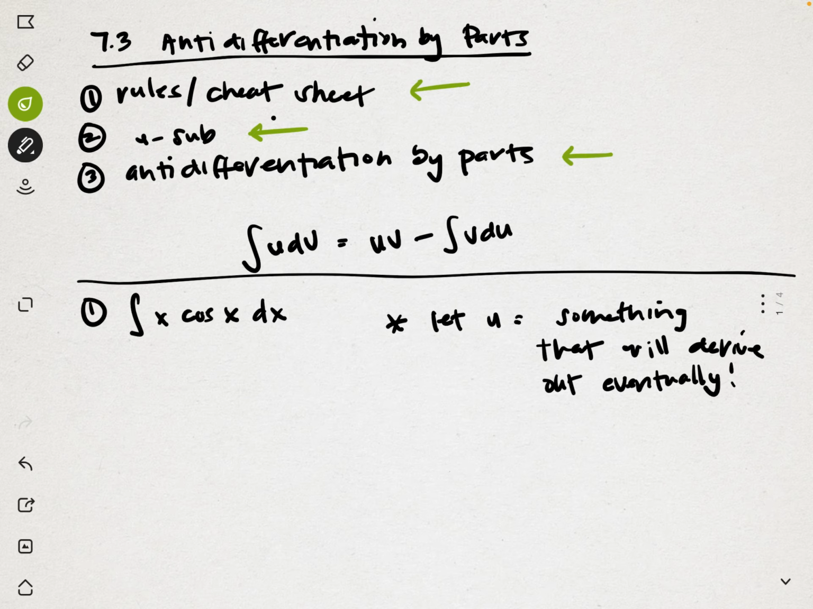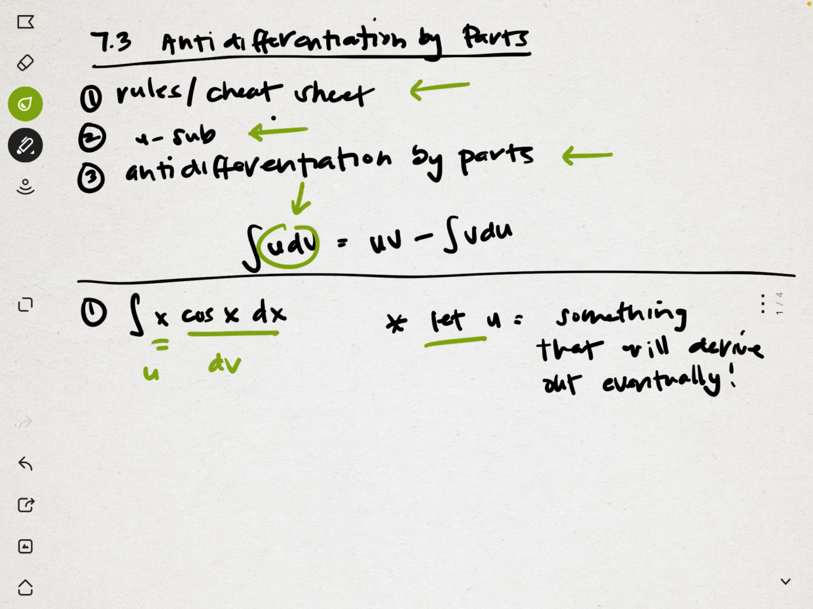All right, so the integral of u dv is equal to uv minus the integral of v du. So if we look at the first problem, we have the integral of x cosine x dx. Now, we definitely don't have that on our cheat sheet, and this is not a u sub type problem where we have an inside outside. So this is a giveaway that we're trying to anti-differentiate by parts. So this little side note here says let u equal something that will derive out eventually. So we have to have a u and a dv here. I'm going to say that my x is my u, and cosine x dx would be my dv.